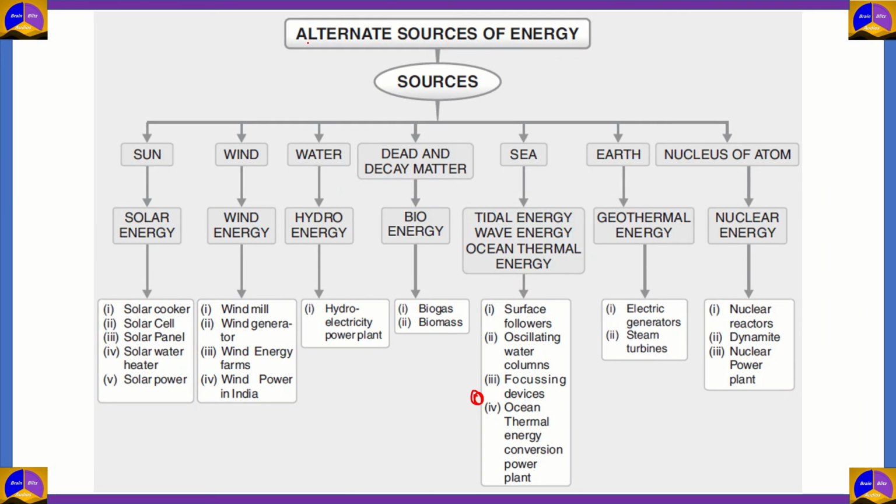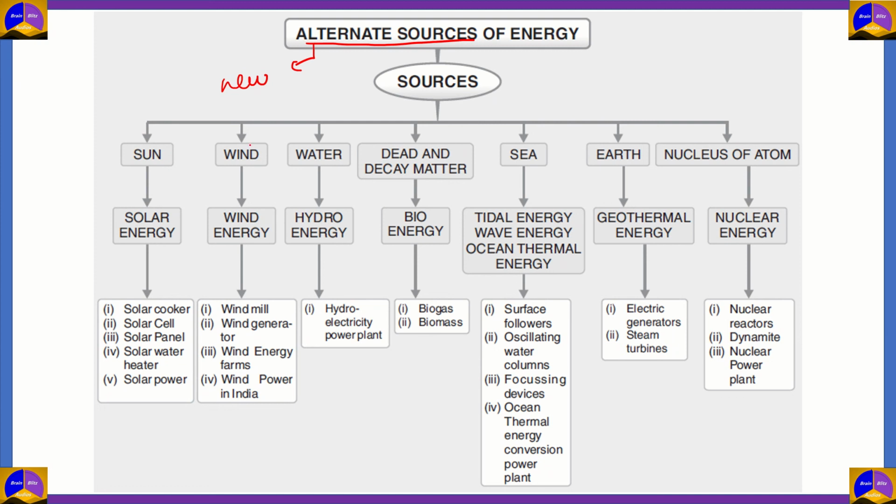Next, we look at alternate sources of energy. These are sources which are fairly new. They are under development. We have various sources such as the sun, from which we derive solar energy. This can be used as solar cookers, solar panels or cells. We have solar water heaters, and also other methods of getting solar power.